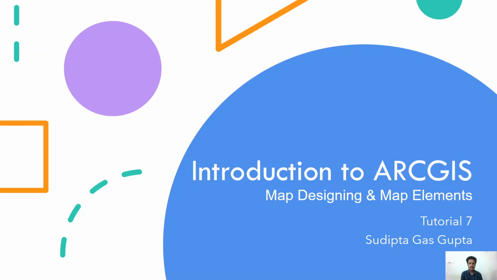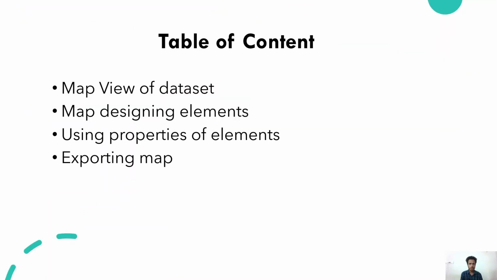Today we will talk about how to design a map and the different elements of a map. So let's start our 7th tutorial. In this session we will talk about how to go to the map view from the data view, the map designing elements, the properties of the elements and how to use those elements, and how to export a map to an image or PNG format.